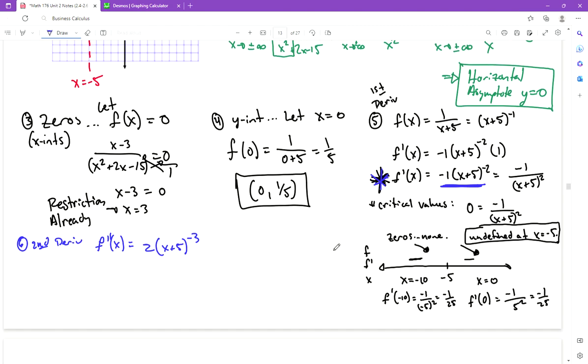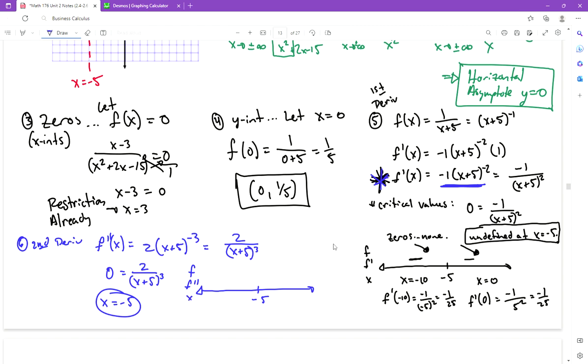And then, excuse me, just like with the first derivative, we'll do our critical values. So we'll set the second derivative equal to 0. Note again, I can rewrite that as 2 over x plus 5 cubed. Well, the same thing happens that happened in the first one, is that there's only one bad x value, and it's at negative 5 again. So that's what we'll use on our number line, where we have our f double prime and f, and there's our x value.